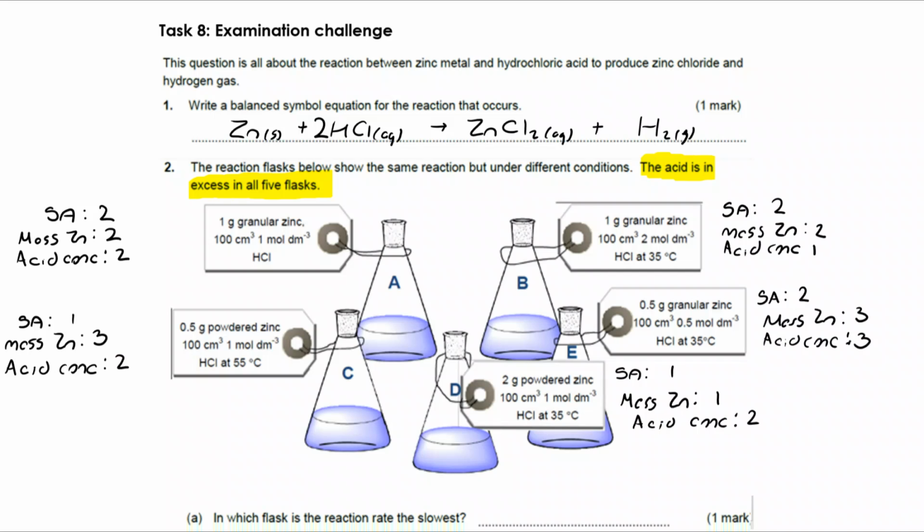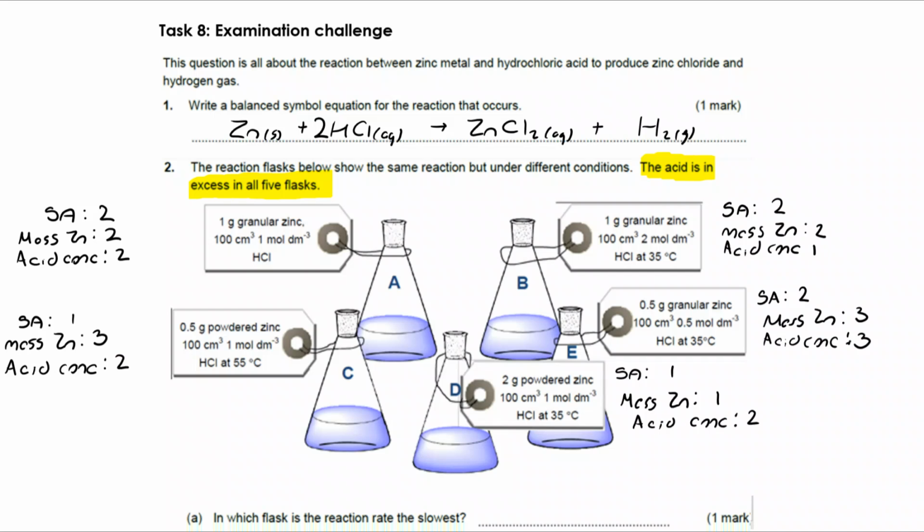Let's now do the same with the mass of zinc and the concentration of the acid. So the mass of the zinc is either 1 gram, 2 grams or half a gram. Now 2 grams is going to lead to a faster rate of reaction because there is more of it. Half a gram is going to lead to a slower rate of reaction. That's why that's been ranked as 3rd. And the concentration of the acid, a greater concentration means a greater rate of reaction. So depending on whether it's 2 molar, 1 molar or half molar, I've also ranked those, 1 being the highest rate, 3 being the lowest.